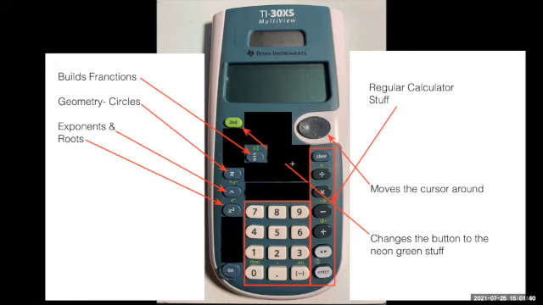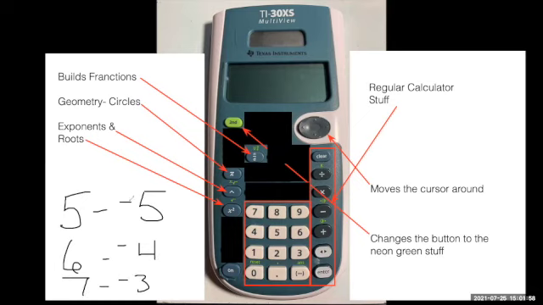Okay, so let's look at the calculator. Own the calculator. A calculator dying to do a lot of work for you. And to make that point for you, I'm going to draw something real quick. 5 minus -5, 6 minus -4, and 7 minus -3. I'm going to put parentheses around this, and this, and this.